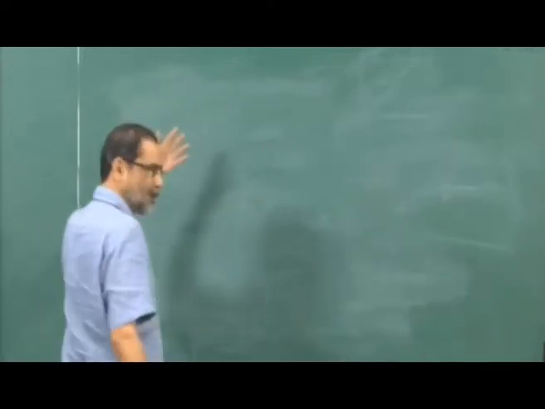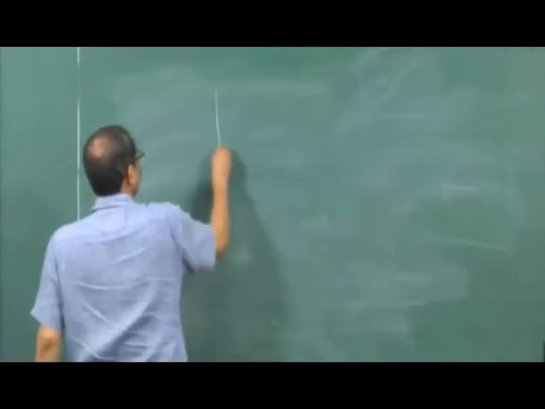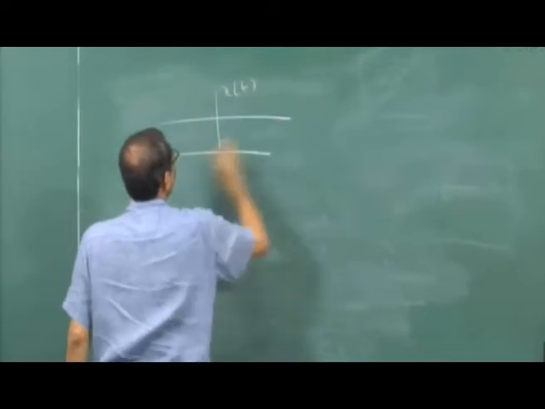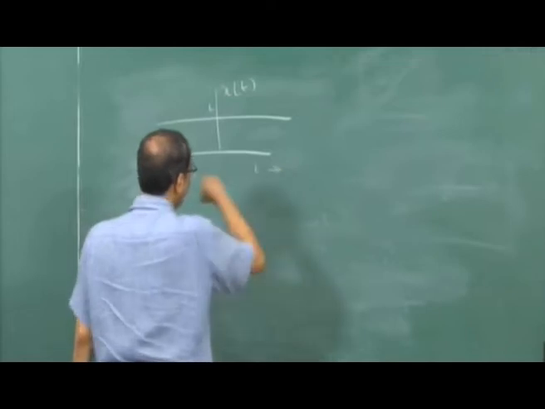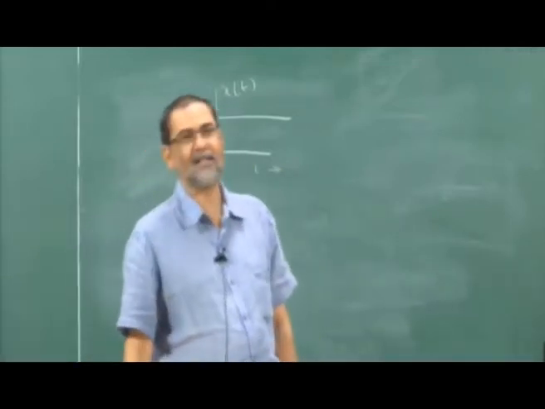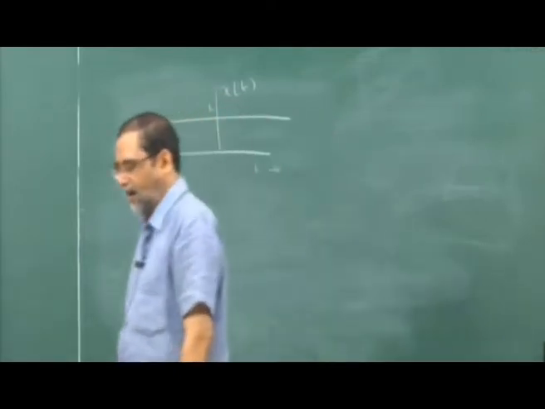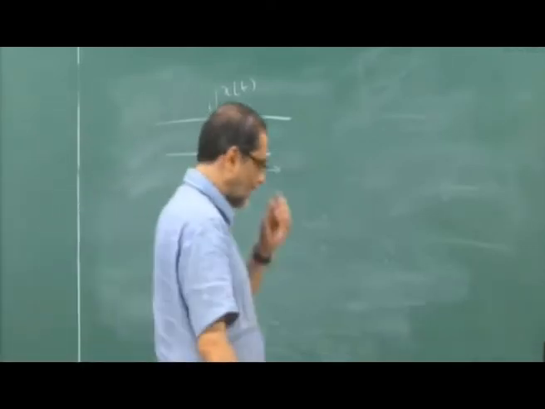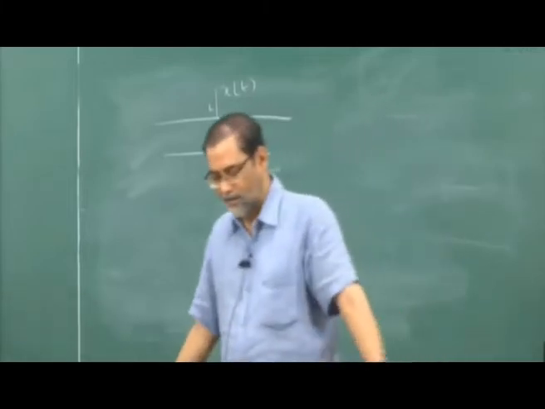So let me draw that on the board. I don't know if you can see the board here. The question is, if x of t is constant for all times, let's say some value 1, and I convolve this with itself, what happens? Is that the correct way of putting the question? x of t is constant.